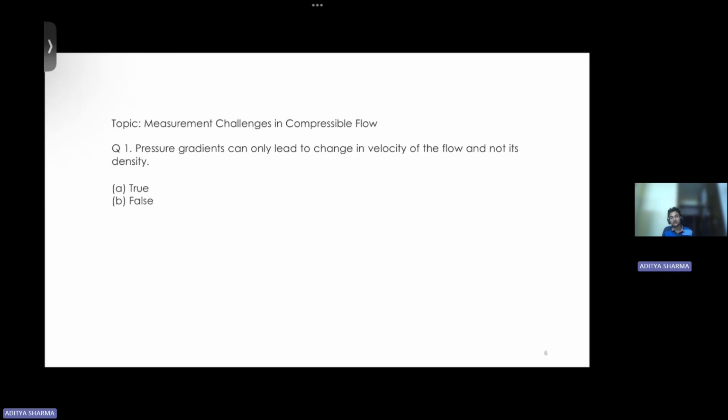Because beyond a Mach of 0.3, the flow is compressible. So that means that the pressure gradients do lead to change in the density, right? So if the pressure gradients are making the flow sonic or supersonic, which essentially means that it is leading to compressibility of the flow, which is nothing but change in the density, right? So if the statement says that pressure gradients can only lead to change in velocity of the flow and not its density, then it's a false statement, right?